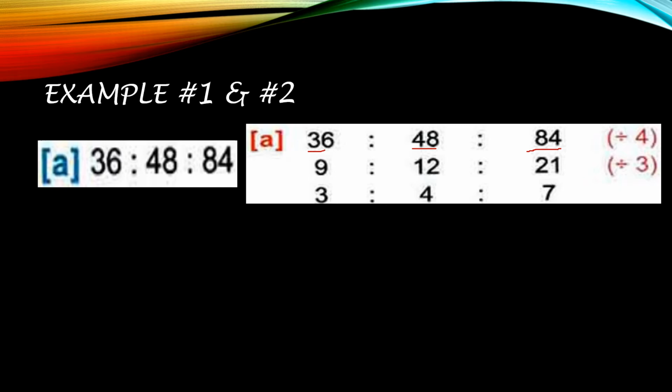They are all divisible by 4. So we're going to divide by 4. 36 divided by 4 is 9. 48 divided by 4 is 12. And 84 divided by 4 is 21.